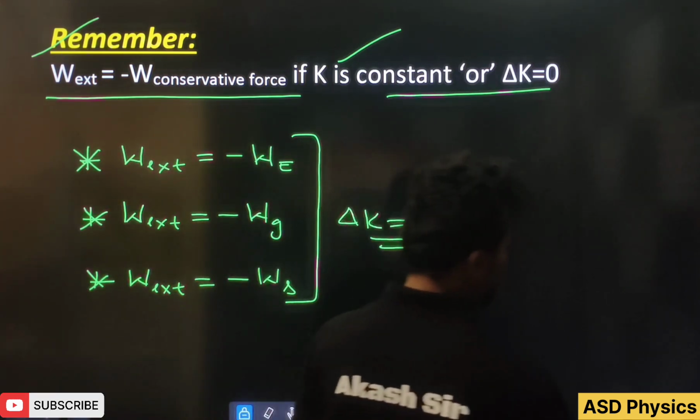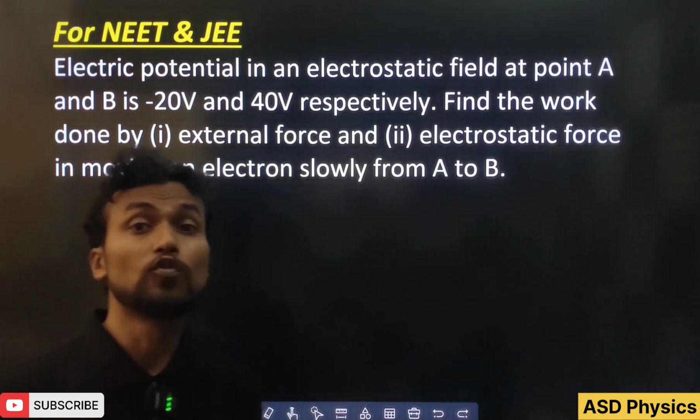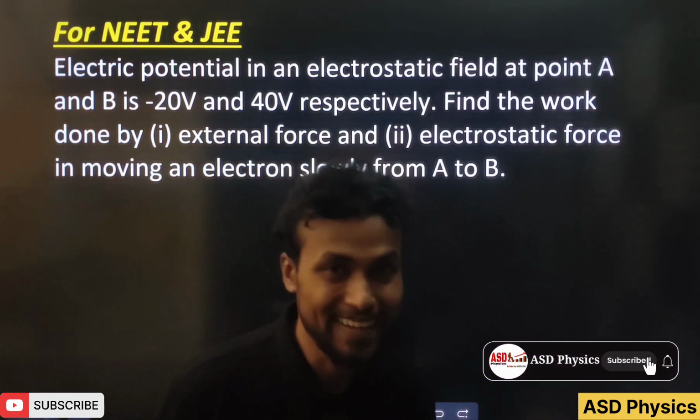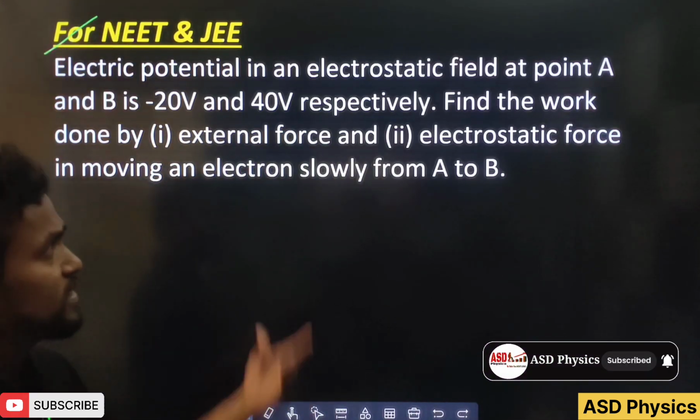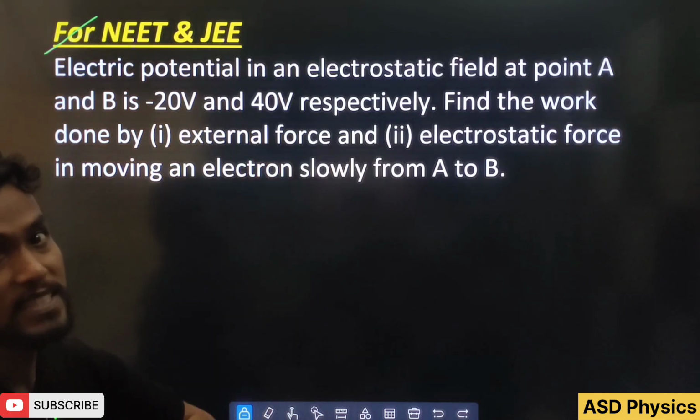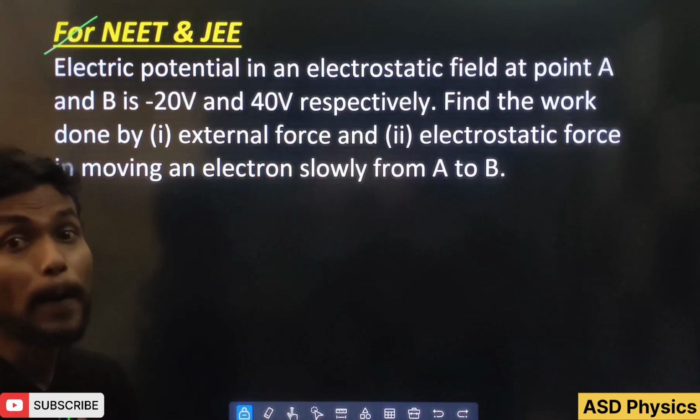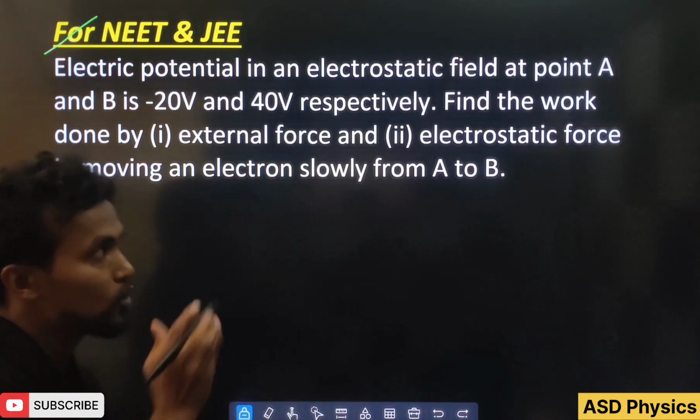Okay, students. Now after that, the main point arises: why we have learned all these concepts. So see, please, students, for NEET and JEE, this question is important. So let's see the question, and we should learn the basics. Now, basics we have learned. Now we will see in a question.